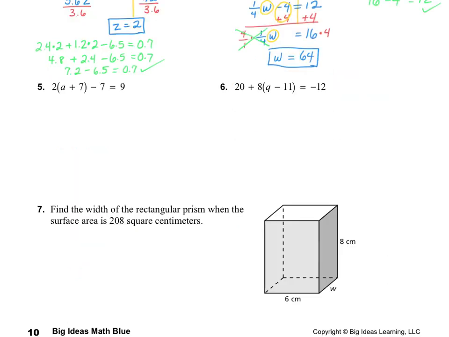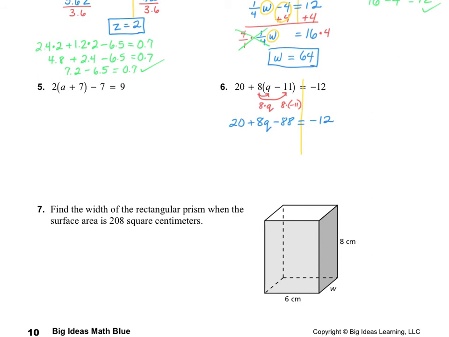Let's take a look at number 6. On number 6, I've got parentheses, which means that before I do anything else, I need to simplify the left side. My first step to simplification is to plug in 8 into the parentheses, multiply that in, and use the distributive property. So that means I do 8 multiplied by Q and 8 multiplied by negative 11. So I have my 20 from up here, that doesn't change. And then 8 times Q is 8Q, and 8 times negative 11 is negative 88. And then we have my equals negative 12.